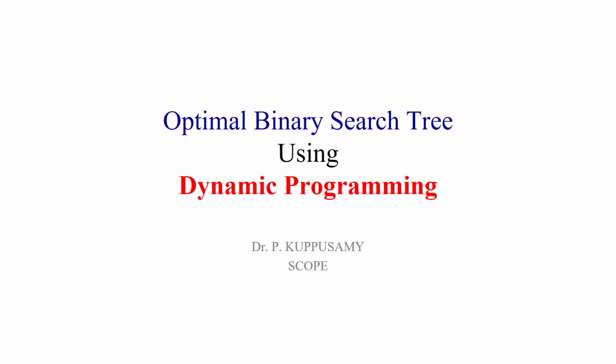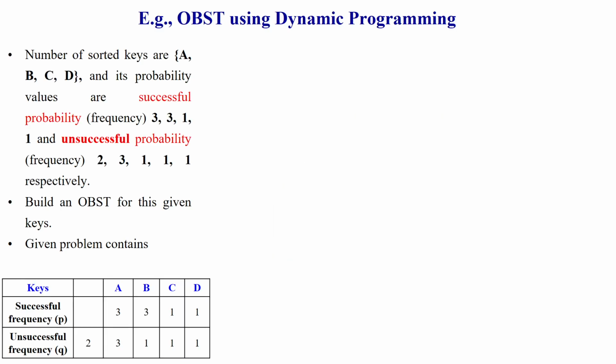Hello everyone. Here we will discuss the construction of an optimal binary search tree using dynamic programming. Dynamic programming in the sense that we will use a table structure. By using the table structure we will identify the optimal value for the given problem statement. So for constructing the optimal binary search tree, the problem statement gives us a number of keys.